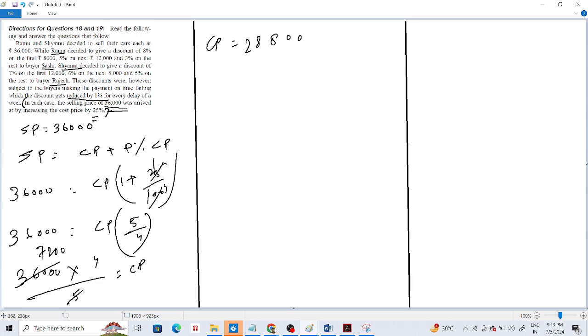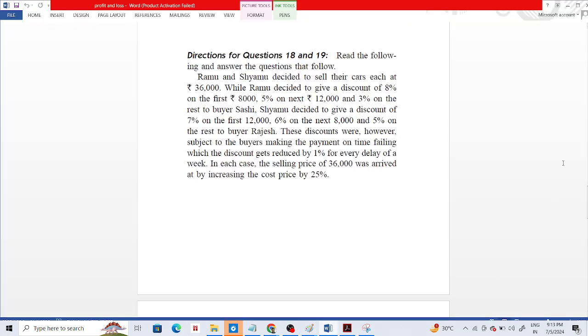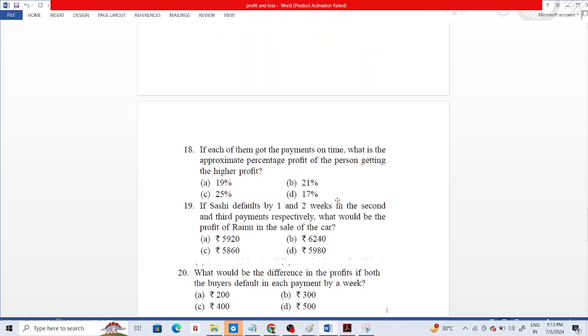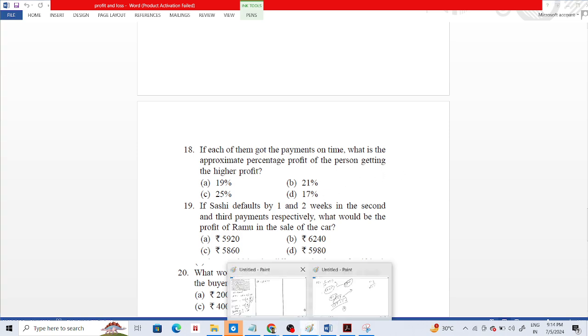If you are supposed to pay me 8,000 rupees this week, then you will get the proper 8% discount. But if you delay that by 1 week, then that discount will come to 7%. That is the question. Now it is asked, if each of them got the payments on time, that means all the customers paid the money on time, what is the approximate percentage profit of the person getting the higher profit? That means who has got the higher profit.